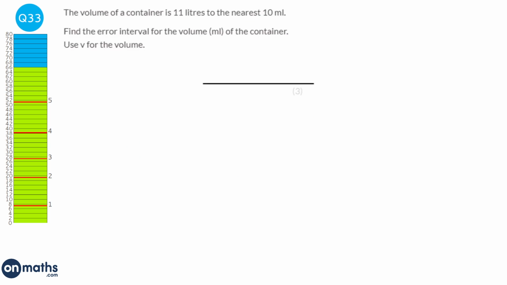Because it's money, we round to the nearest pence, so 2,682.05. So we're going to first of all convert the 11 litres into millilitres. So we're going to do 11 times 1,000, which would be 11,000. Okay, so we're going to just draw a line, like a number line.